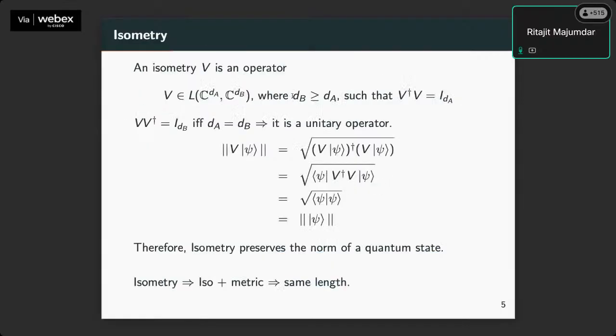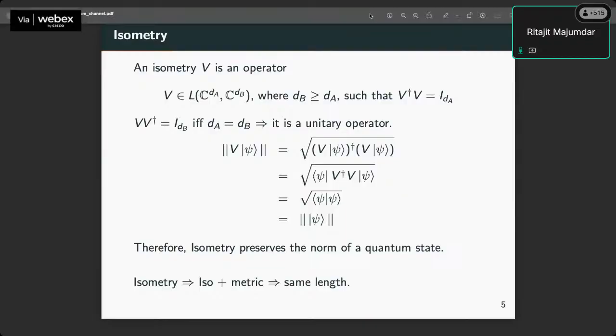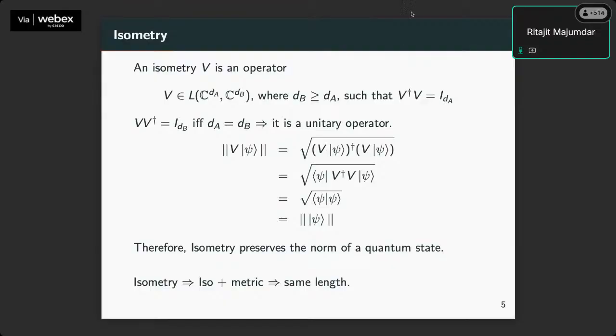When dB is equal to dA, this becomes unitary, but dB can in general be greater than dA also. Here the requirement is V dagger V should be equal to identity, acting on dA. There is no immediate requirement that V V dagger should also be identity. If that holds, it can happen only if this is a unitary. So isometry is something a bit bigger than unitary. It contains unitary at the same time, but it can be something beyond unitary as well.